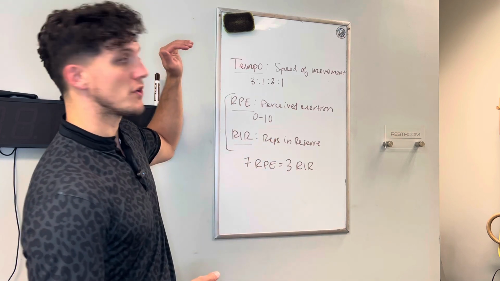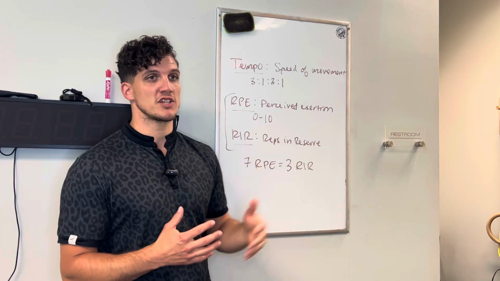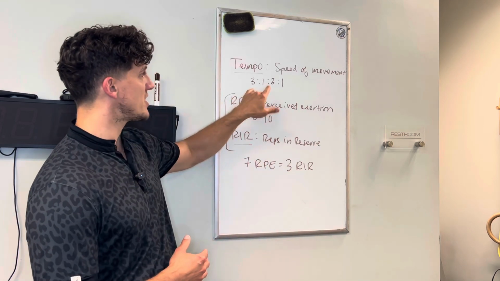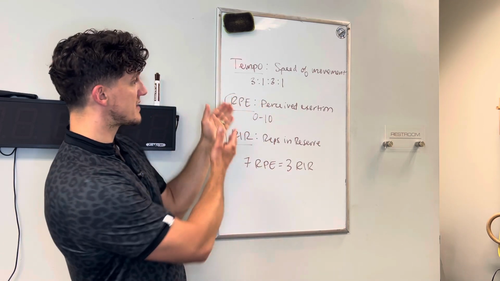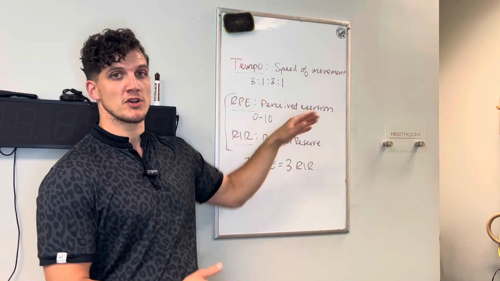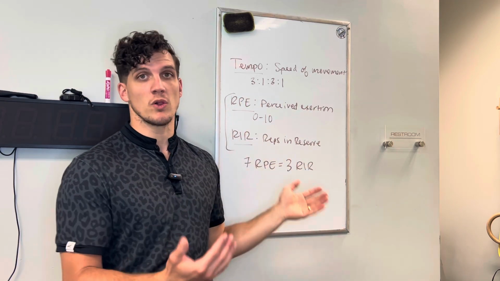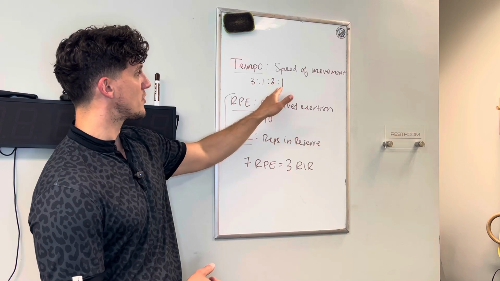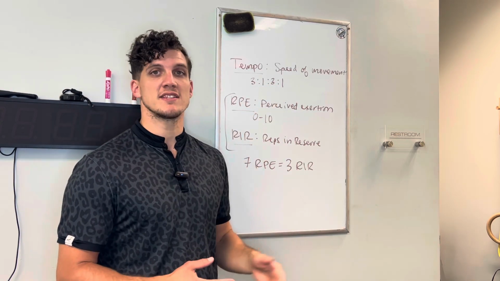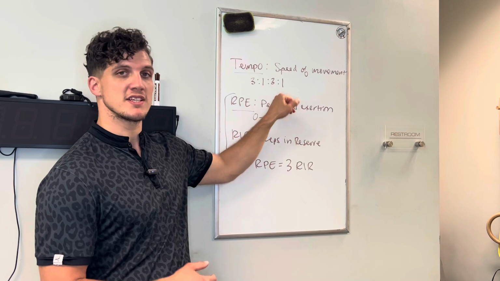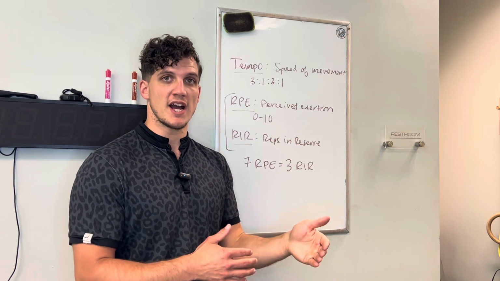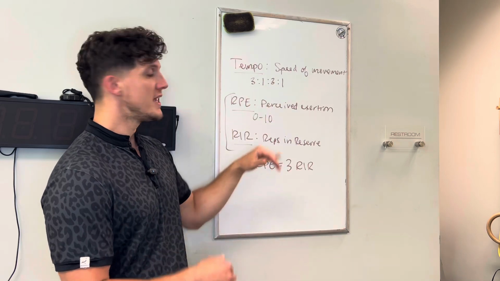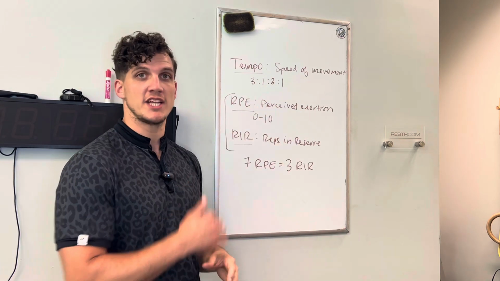The first one I want to go through is tempo. Tempo is essentially the speed of the movement that you're going to be doing. The notation is essentially what it is here. There are 4 numbers that are spaced with colons. The first number says 3, then 1, then 3, then 1. All this is saying is that through the moving phases of each exercise, I want you to be moving about 3 seconds down and up and pausing for 1 second at each transition.